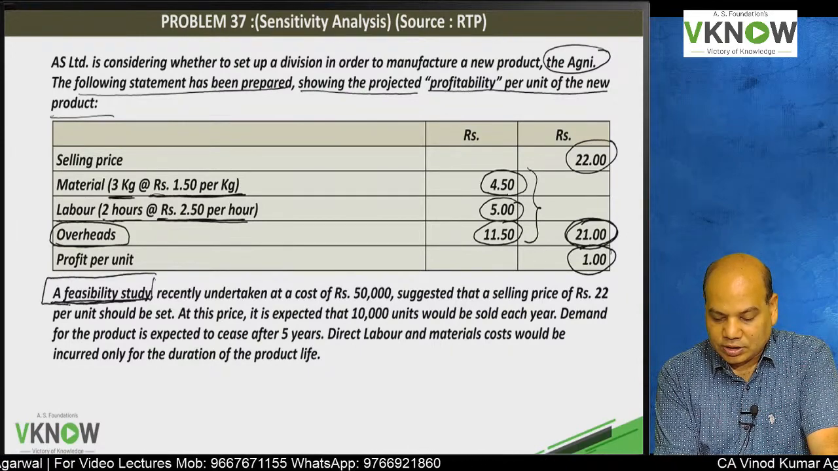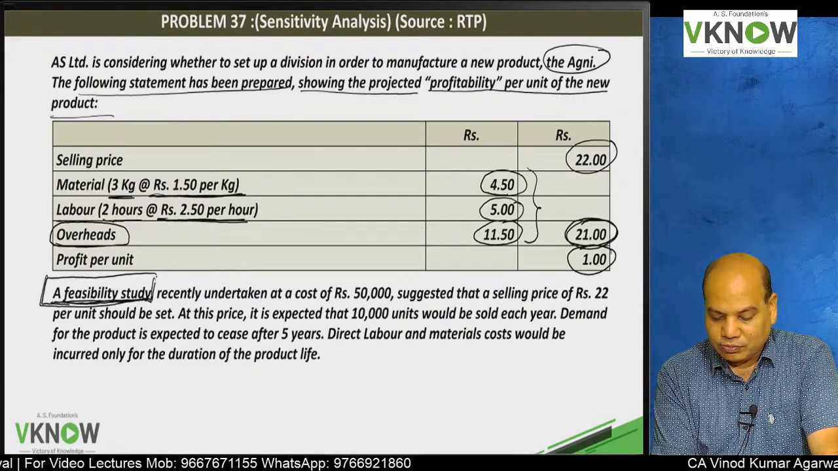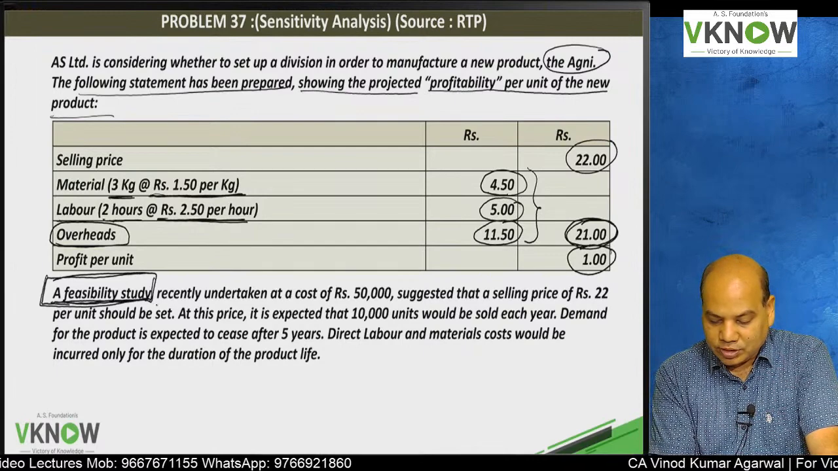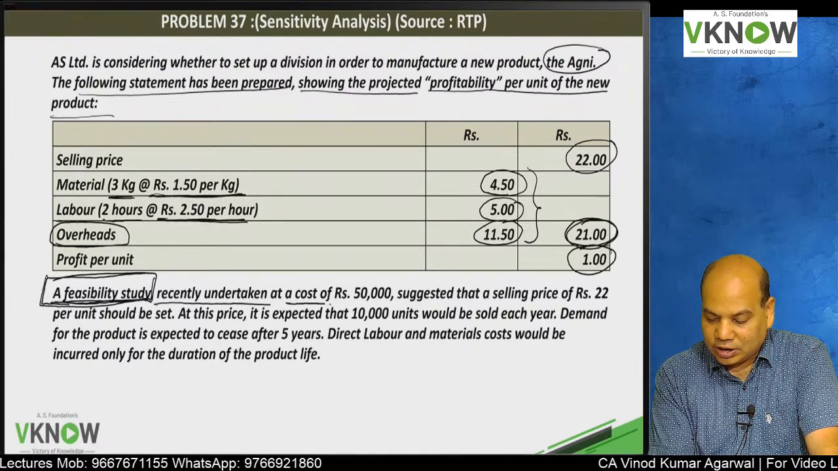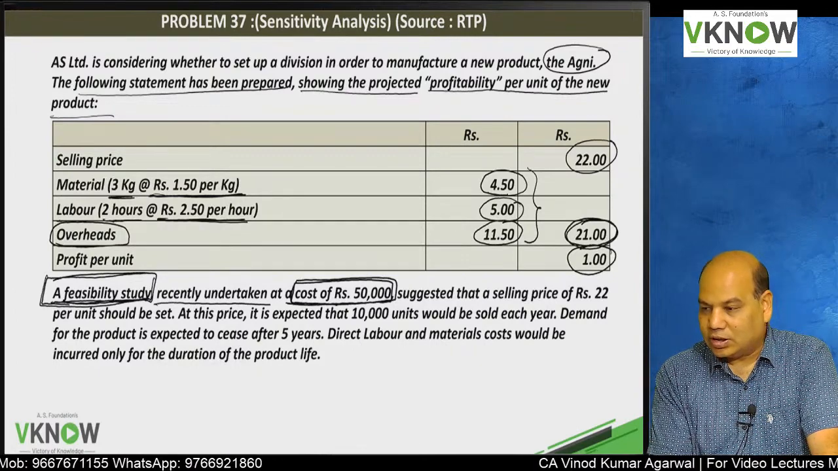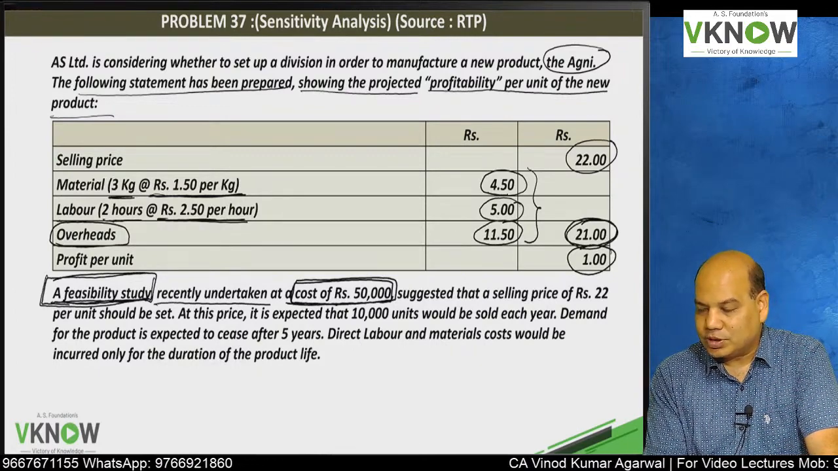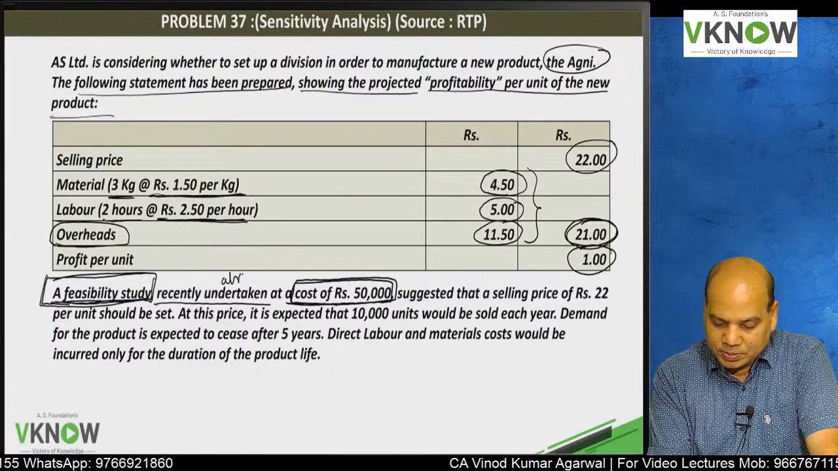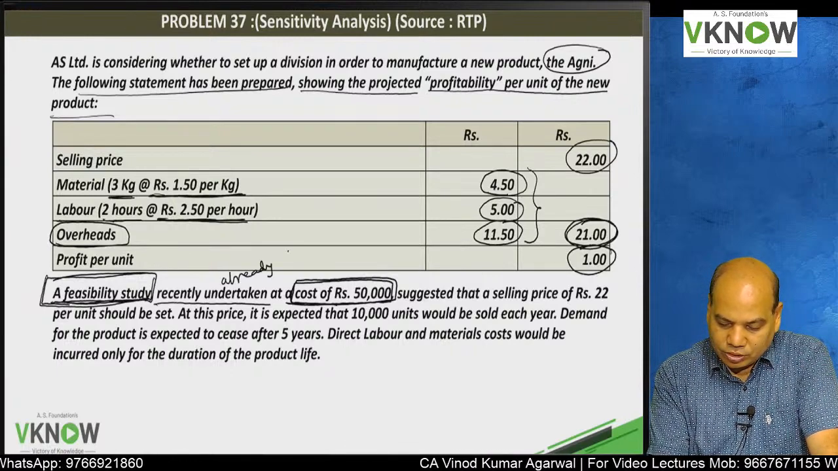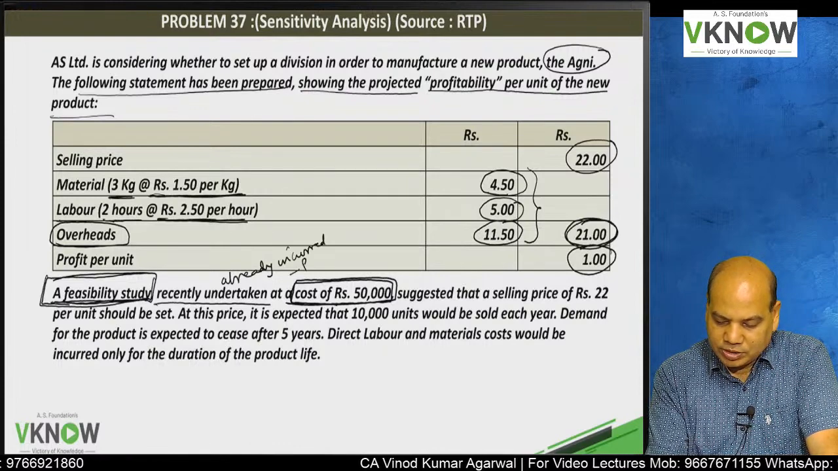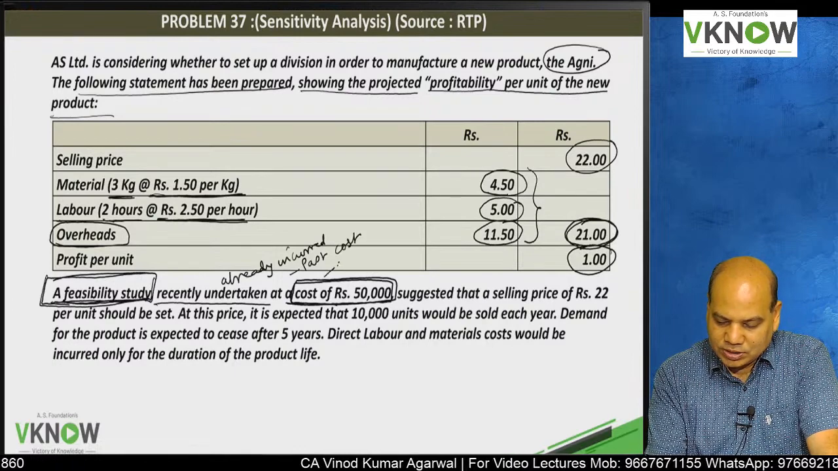Feasibility study means the company wants to see whether this project will be accepted by the market or not. Recently undertaken at a cost of rupees 50,000. Undertaken means already spent, already incurred. Already incurred means past cost. Past cost means sunk cost.